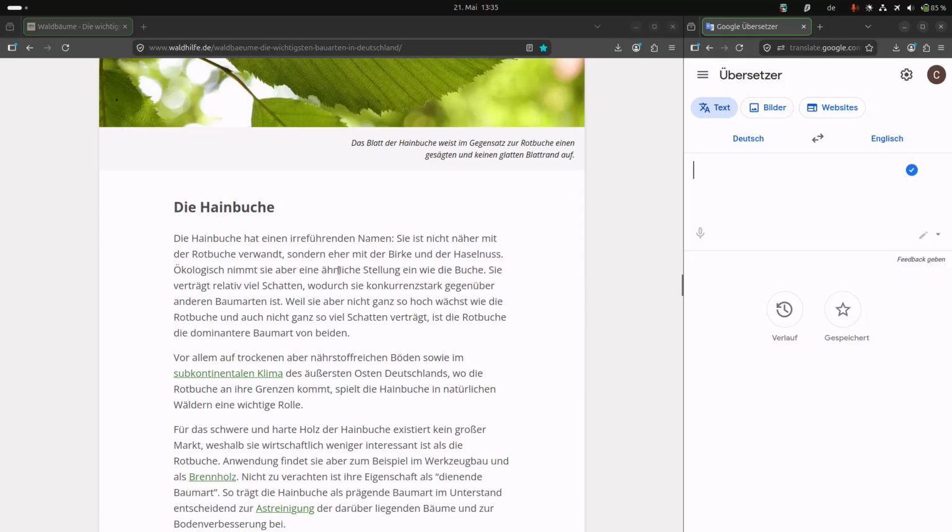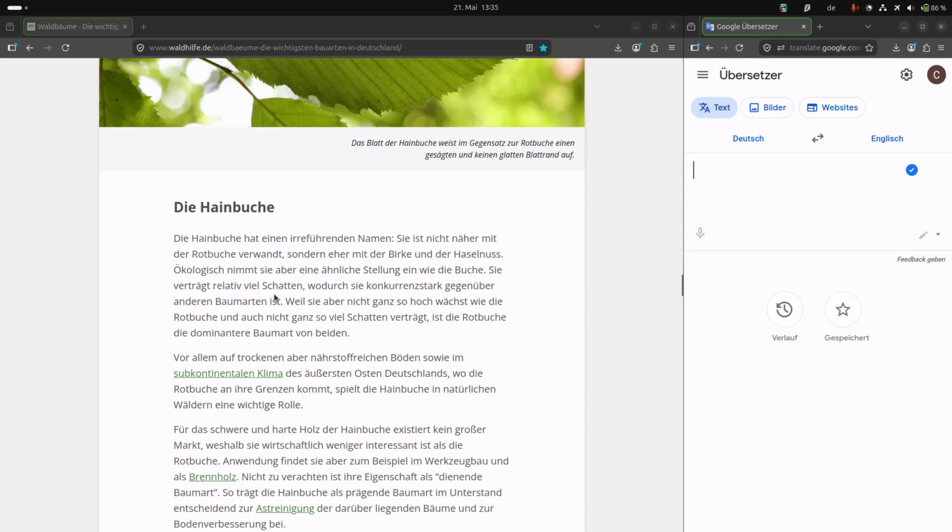Ökologisch nimmt sie aber eine ähnliche Stellung ein wie die Buche. Ecologically it does occupy a similar position like the beech, ecologically speaking. Sie verträgt relativ viel Schatten, wodurch sie konkurrenzstark gegenüber anderen Baumarten ist.